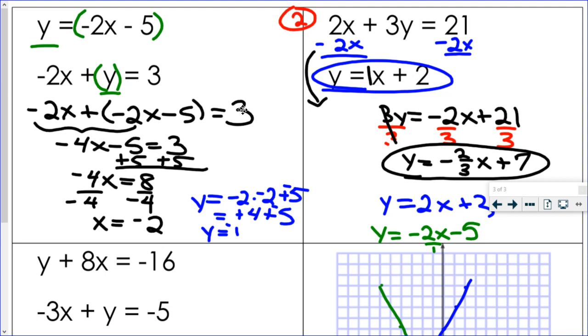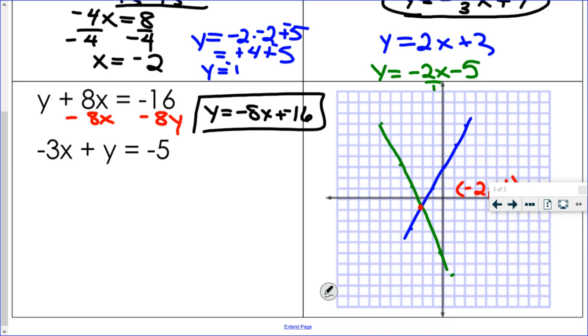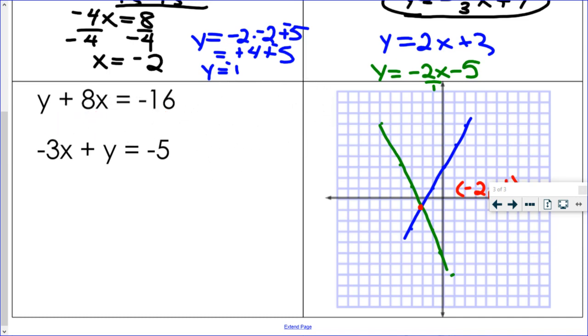Okay, same thing for the bottom one down here. It's easy to get them both in slope-intercept form. So this top one, I would minus 8x. So my slope-intercept form is y equals negative 8x plus a negative 16. Now, the only problem with this, do we want to plot negative 16 to start? So I would say this is not actually a graphing one. This would probably be a substitution one.